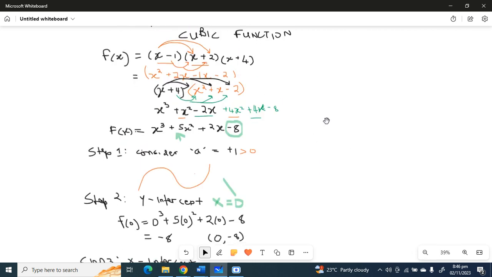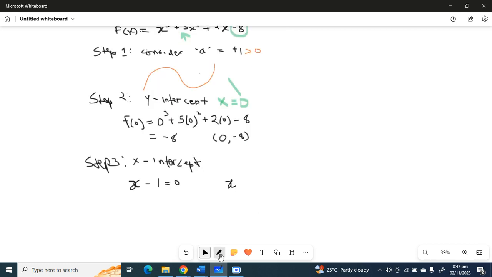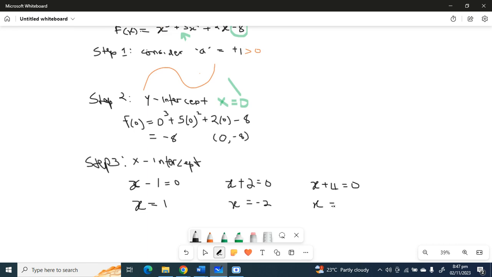x + 2 = 0 and x + 4 = 0. So our x-intercepts are going to be 1, -2, and -4.